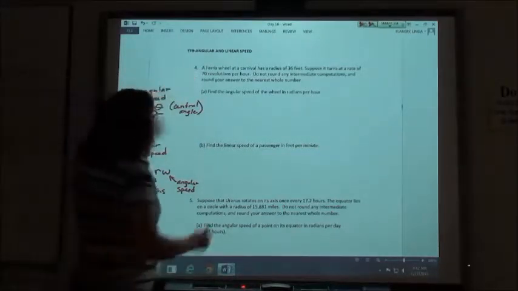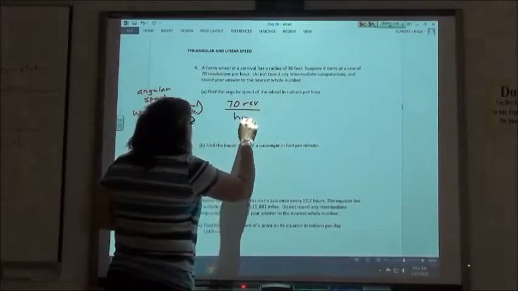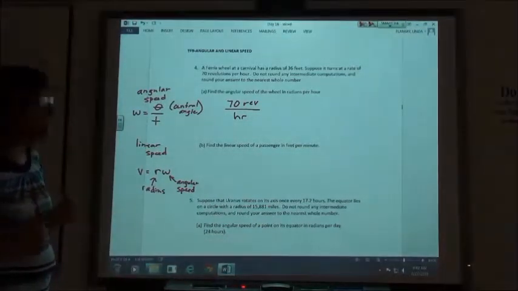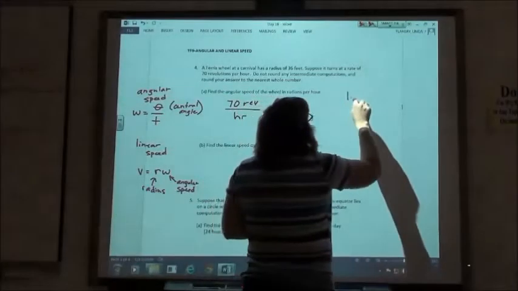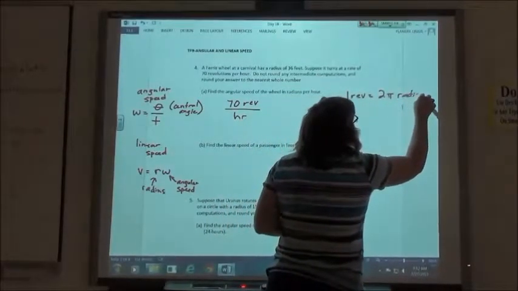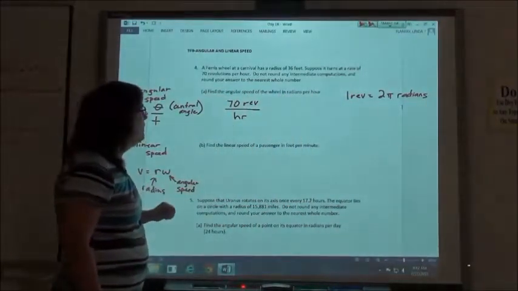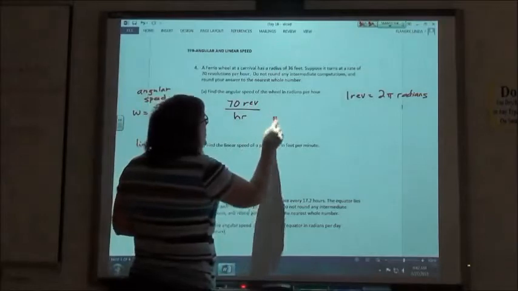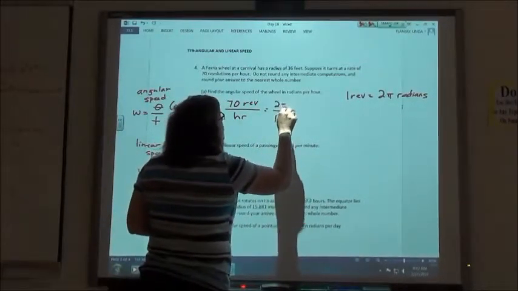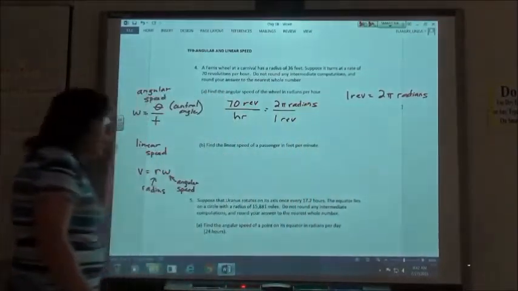Well, we know the speed in revolutions per hour. So we want to convert our revolutions into radians. We know that 1 revolution is 2 pi radians. So we want to do our conversions. Since I want to cancel out the revolutions, I want 1 revolution on the bottom. That means the 2 pi radians would go up on the top.